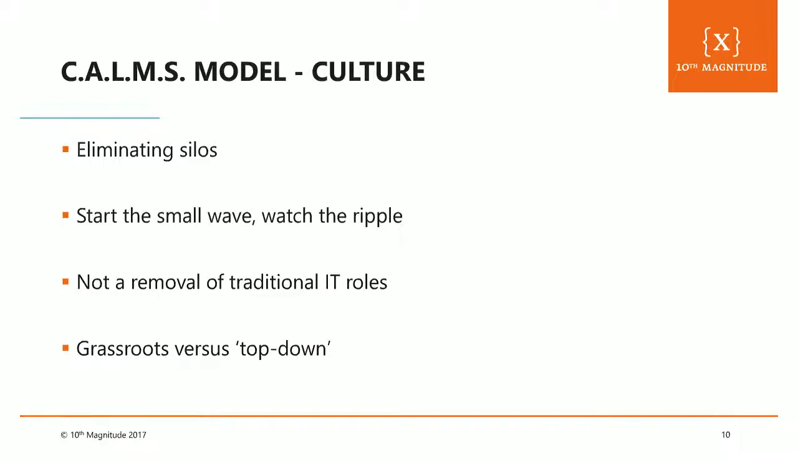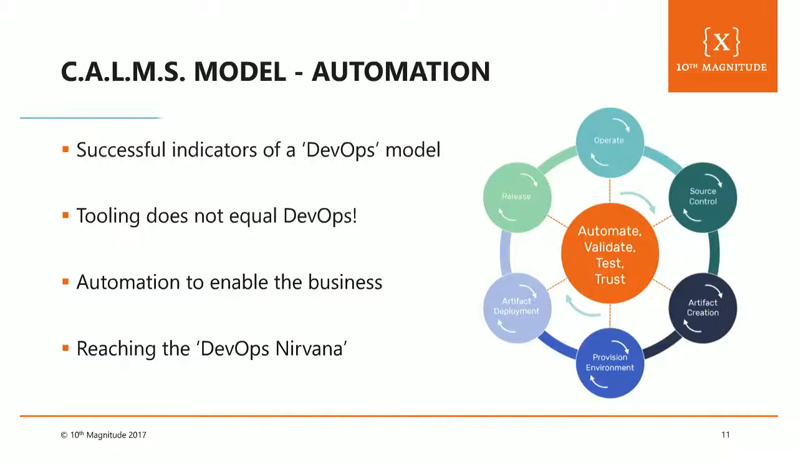And so when we talk about automation in the realm of the C.A.L.M.S model, we're not talking about tooling. We're talking about the principles of automation that enable you to choose the tools, but not the tooling explicitly itself. And so automation is an indicator of a successful DevOps implementation. Ask yourself today, how many times are you building your software and releasing? Is this hourly, daily, weekly, monthly, quarterly, annually?